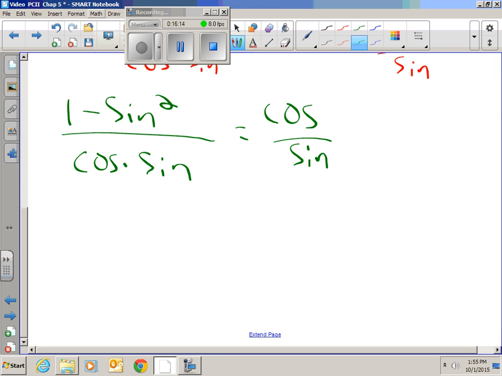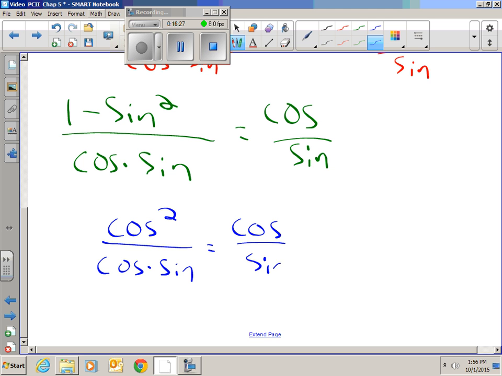Okay? 1 minus sine squared, we just did that problem, that's cosine squared. So I have cosine squared over cosine sine is equal to cosine over sine. I can cancel a cosine from both top and bottom here, so this goes and this goes. This leaves me with cosine over sine is equal to cosine over sine. I have verified my identity, and I am done.